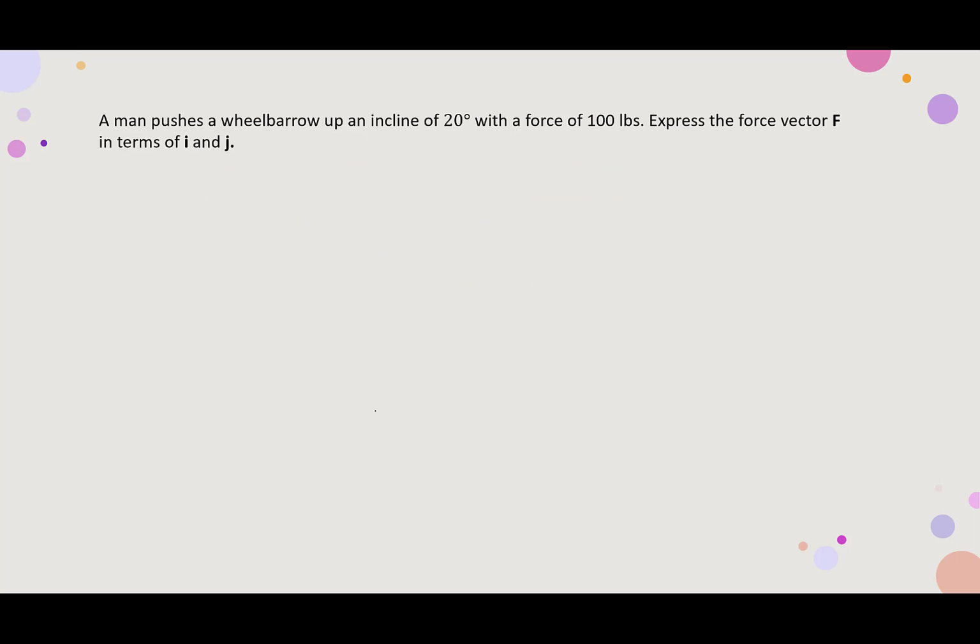A man pushes a wheelbarrow up an incline of 20 degrees with a force of 100 pounds. Express the force F in terms of I and J. We have this 100 pounds, which is the magnitude, and we have this 20 degrees, which is the alpha. So we are going to write our vector F as 100 cosine of 20 degrees I, parentheses in front of the cosine, then sine 20 degrees J.